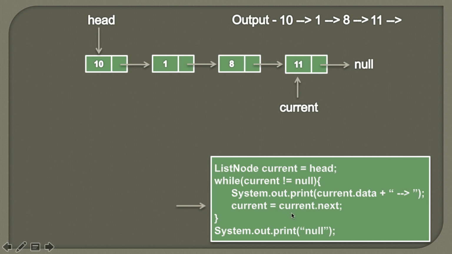And then we simply traverse current to its next. So current is pointing to this fourth node and its next is pointing to null. So we simply assign the value of current next, which is null, to current. So it would look something like this. Moving ahead.